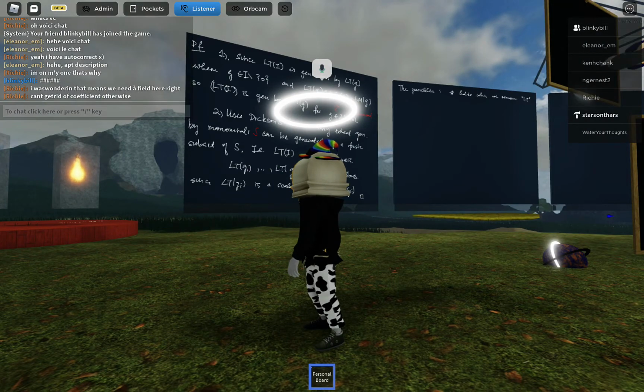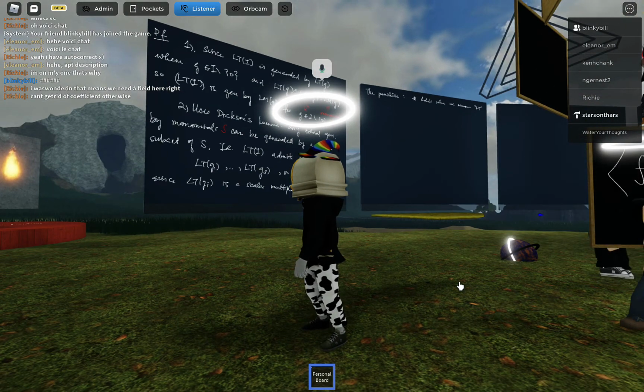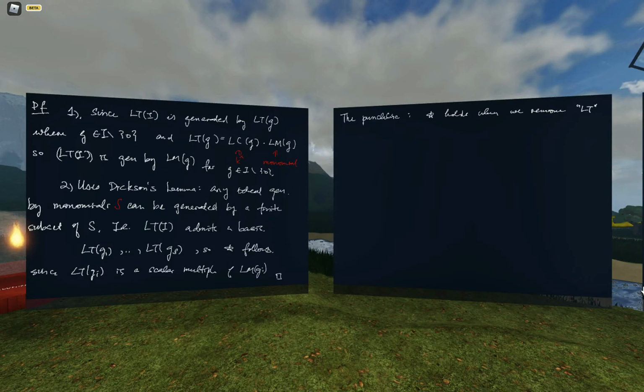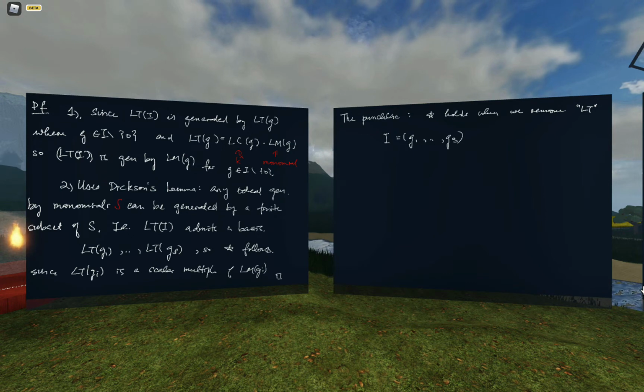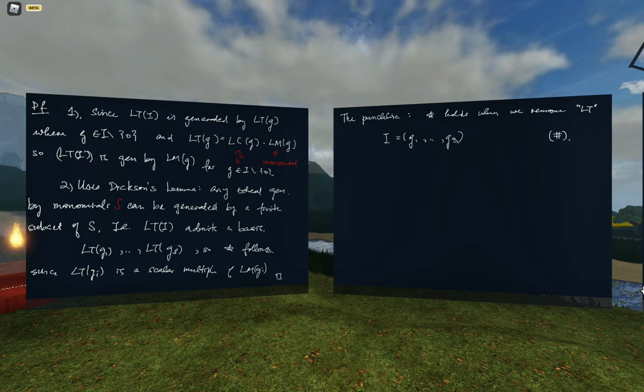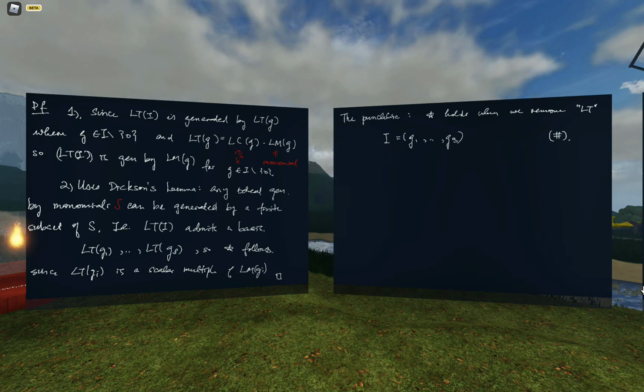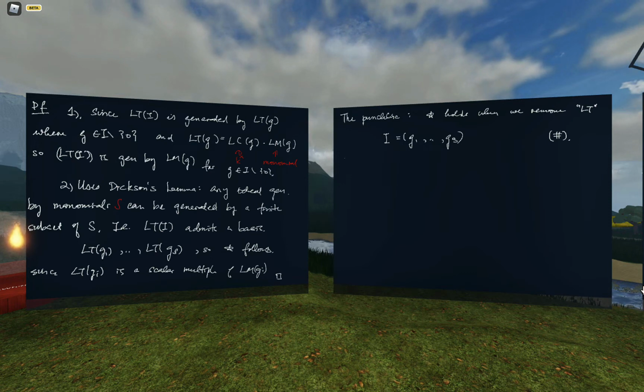And so we're going to get rid of the LT just by removing it, and we get a new equation. This is also true. So now G1 through GS are what we found earlier. Since this has some special meaning, I'm going to call this hash. So the punchline is that this also holds, and that's true.